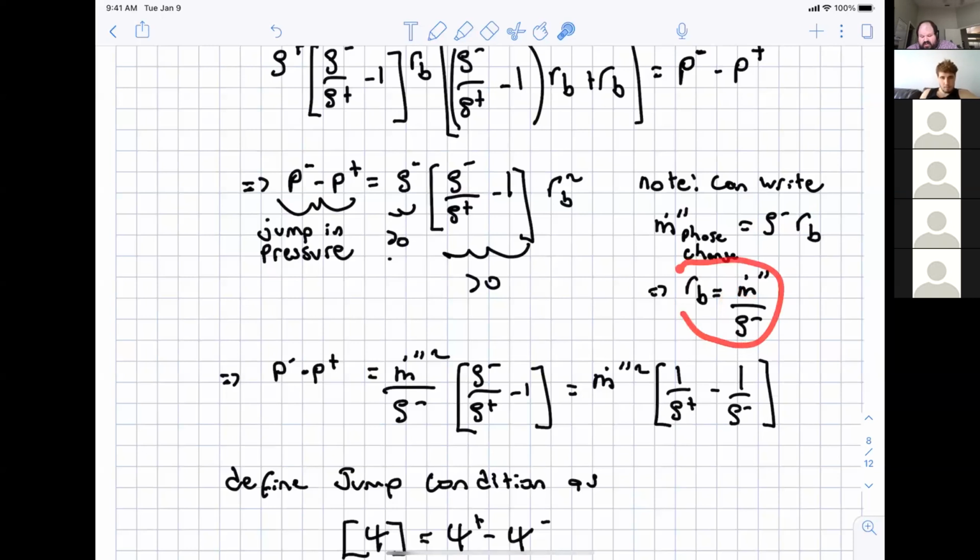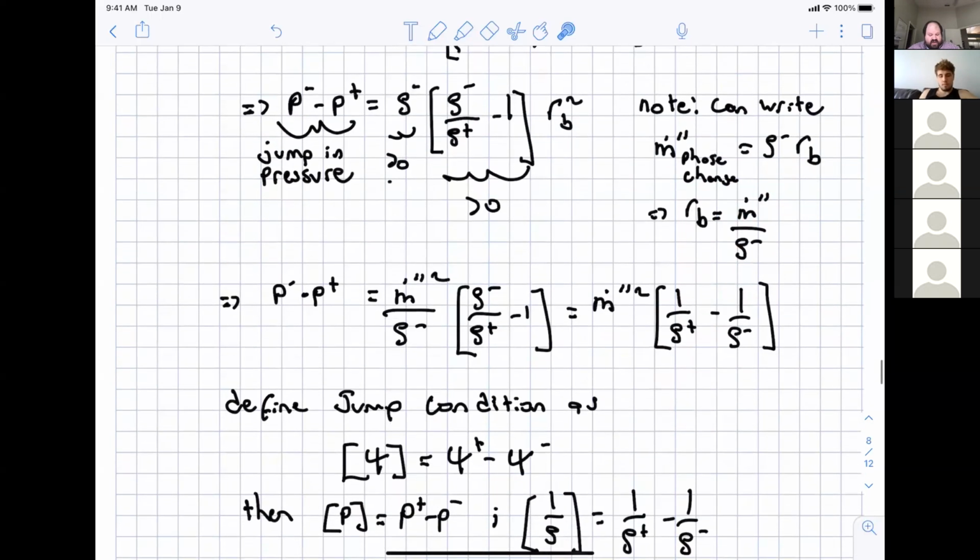Once we start working with it, I'm going to take this RB over here, substitute it into there, and rearrange. If I do that, I get that this pressure difference here is equal to the vaporization mass flux times this specific volume difference.